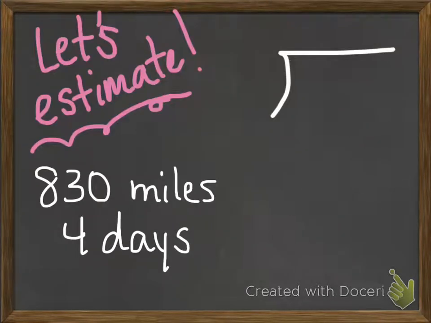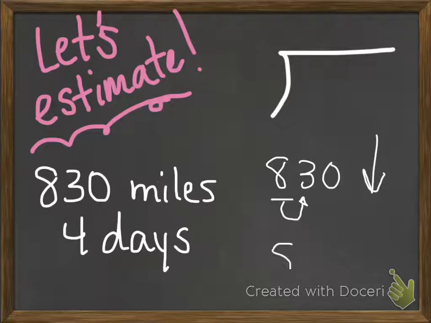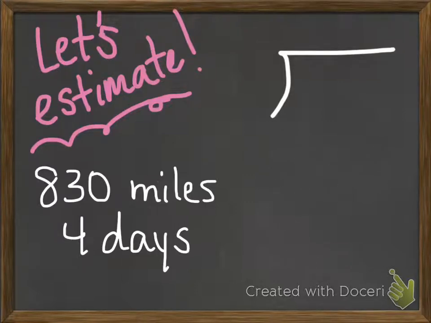Before we start to find the actual quotient, let's estimate. To estimate today, I'm going to round my number 830 to the nearest hundreds place. Since I'm rounding to the hundreds place, I go next door to the bossy neighbor. Bossy neighbor is a 3. Since it's less than 5, I'm going to round down. So 830 turns to 800. Let's put 800 inside of our division box, and then 4 is our divisor.